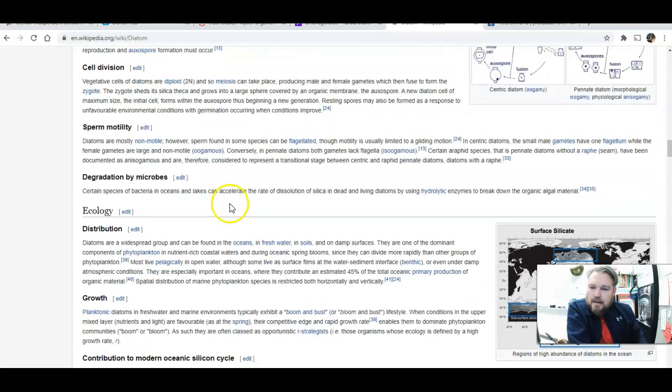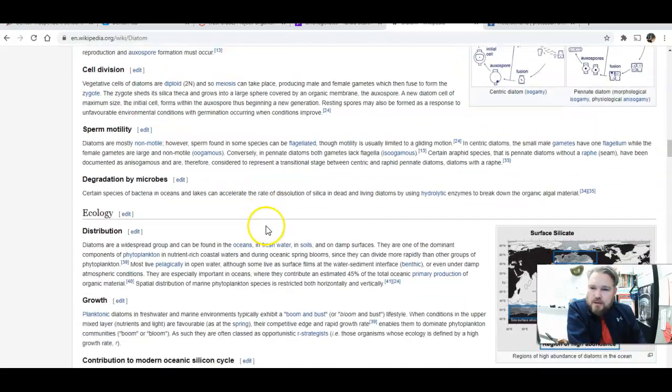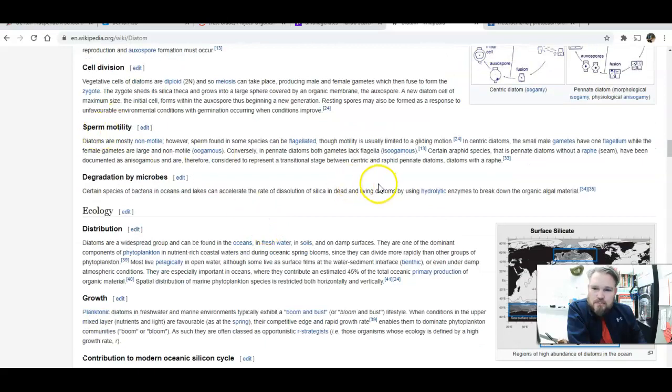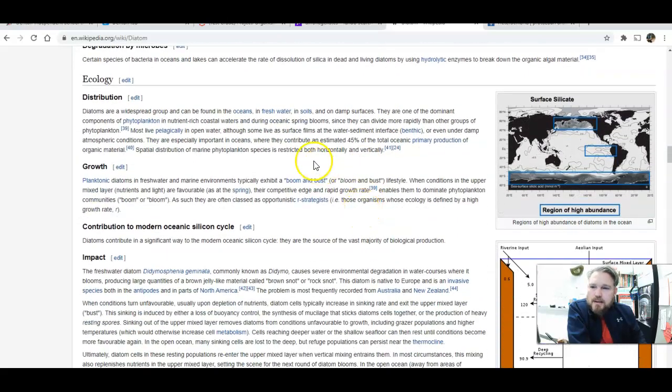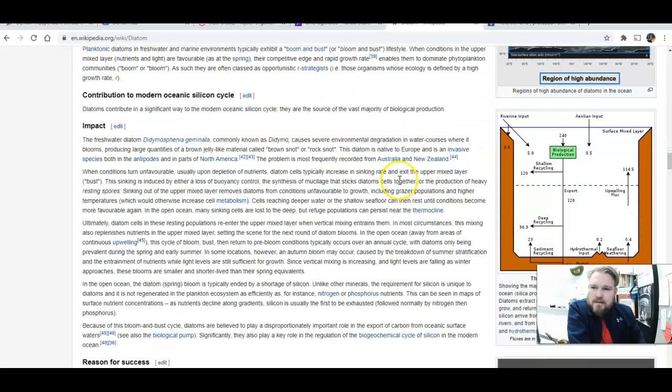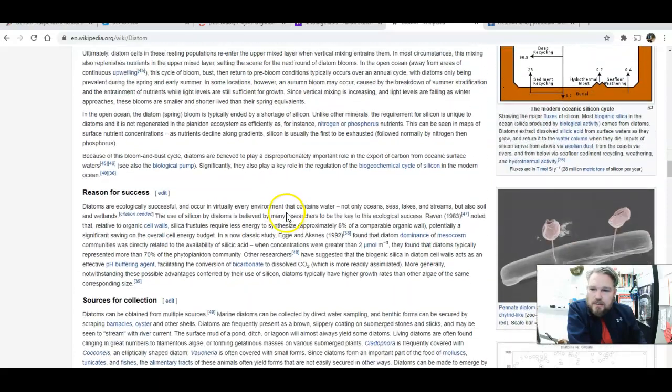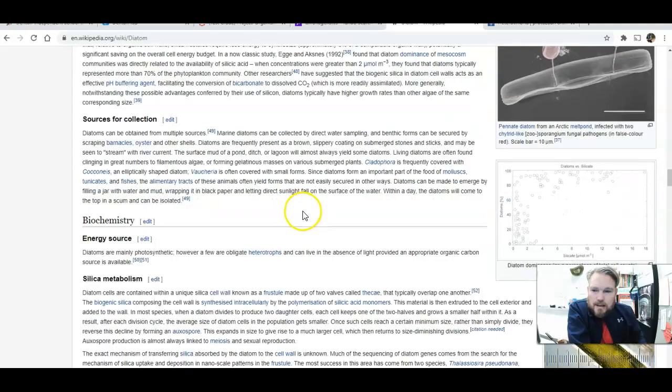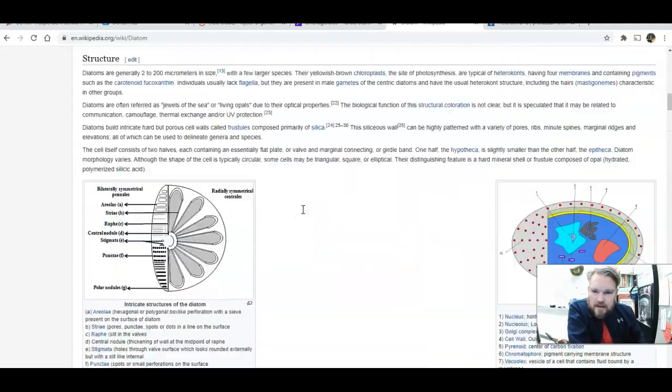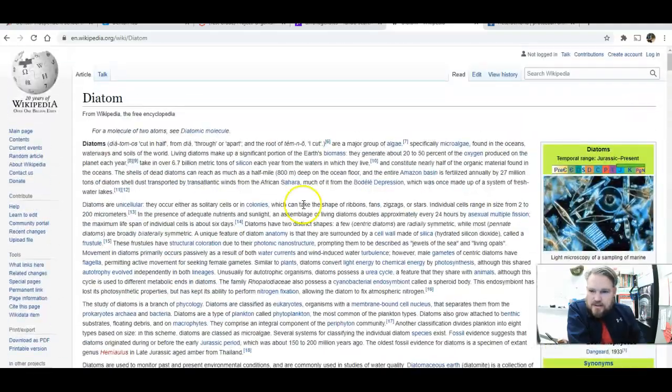Anyway, look at it. Cell division: some of them are sexual. They have sperm motility, and then their ecology, where they live and what their impacts are, is probably good to know. That being the case, that gives you dinoflagellates and diatoms today.